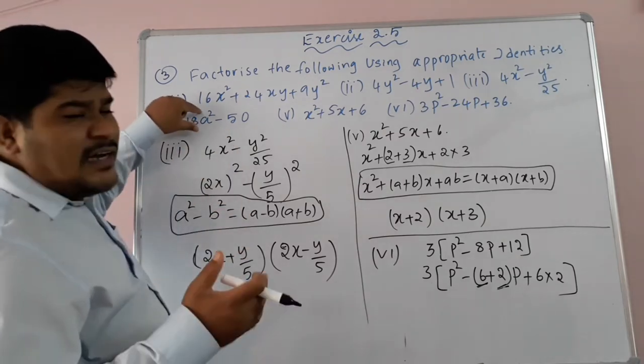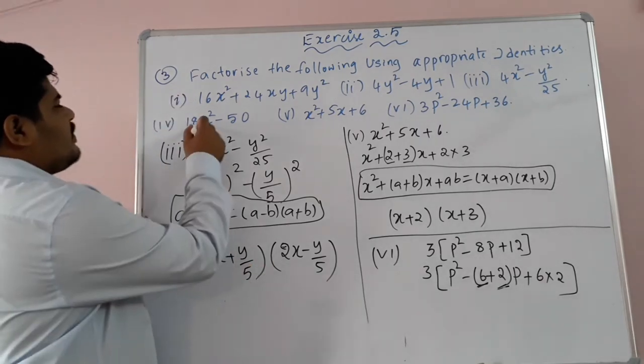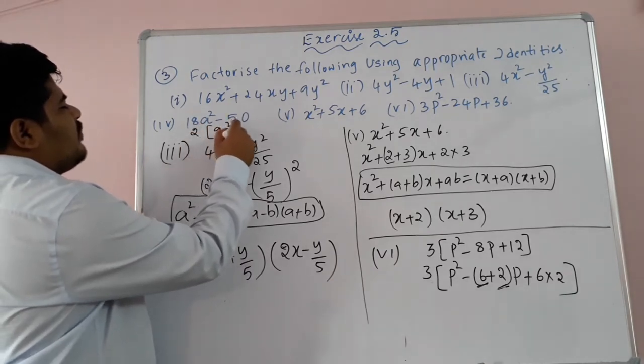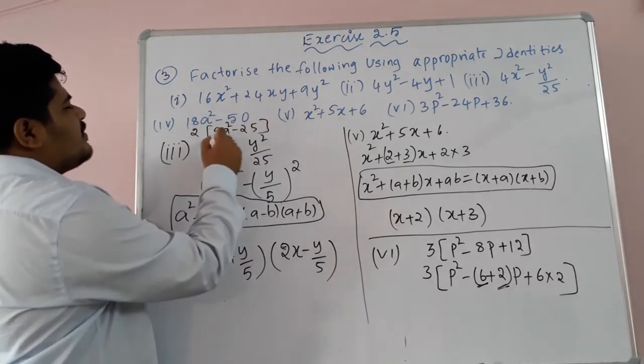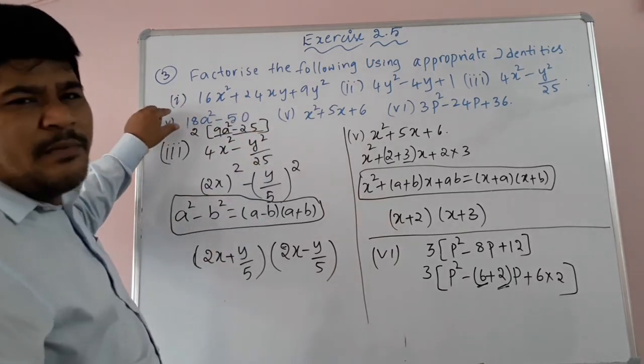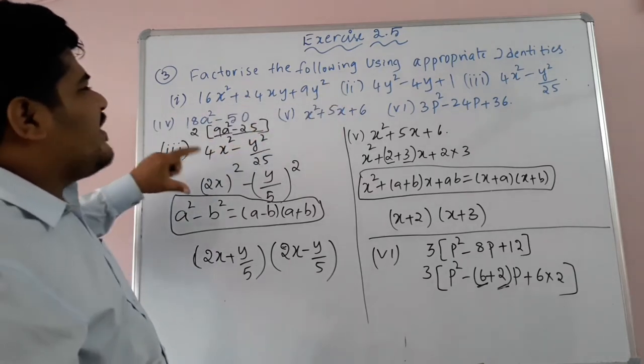So inside of the bracket, that will be in the form of a square minus b square. Okay, so children, here you can take 2 common, then it becomes 9a square minus 25. You think about this expression, children, you can solve. Okay. So this is the hint to solve problem number 4, children. So problem number 4 and problem number 6 you can try.